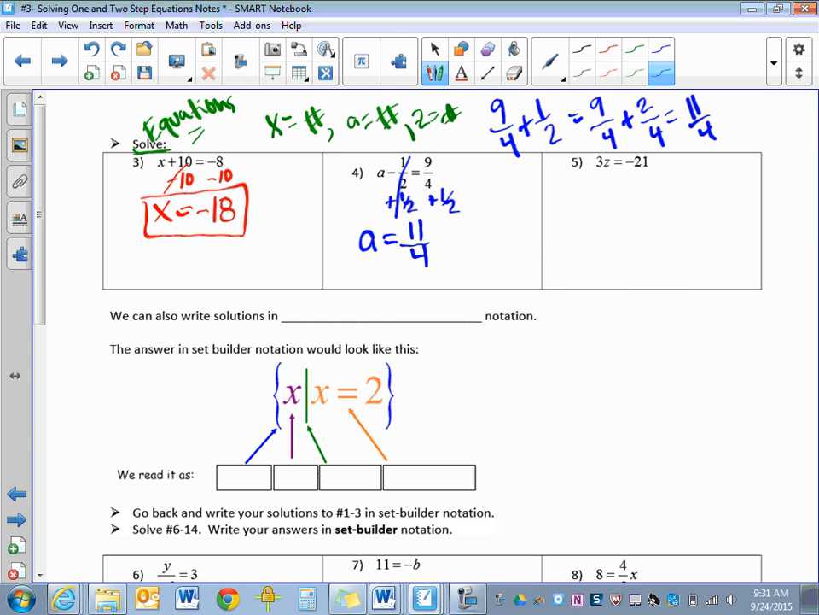And again, my final answer should be a equals. Check that to make sure it looks right. 11/4 minus 1/2. Check on your calculator, it does indeed give you the right number.